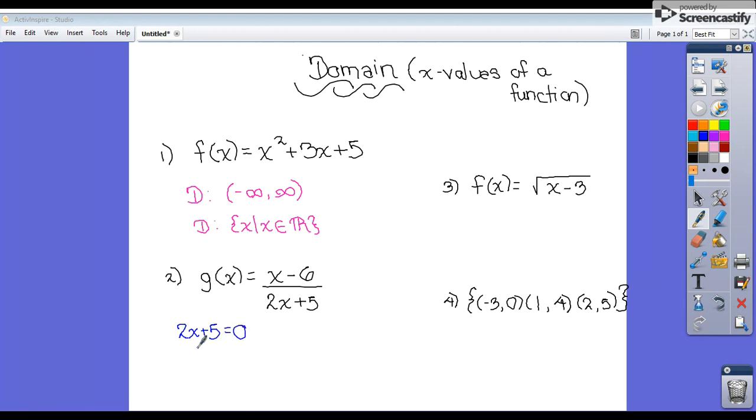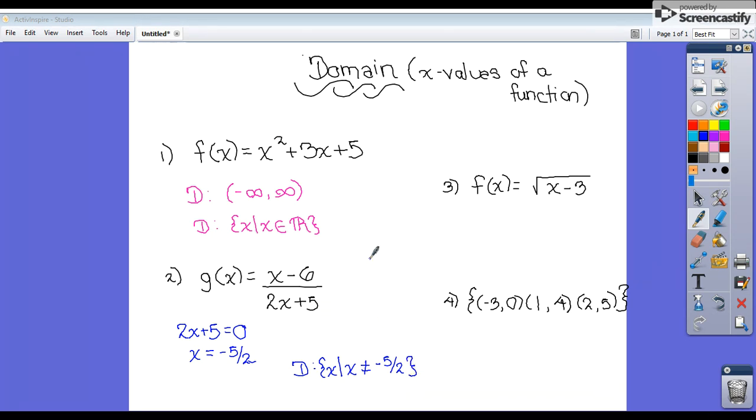Once I subtract 5 and divide by 2, I get x equals negative 5 over 2. This will be the one value that x cannot be, because if I plug that value into x, it will give me a 0 denominator on the bottom. To write it in set notation, I'm starting off with the simpler one first. It will be x such that x cannot equal negative 5 over 2.